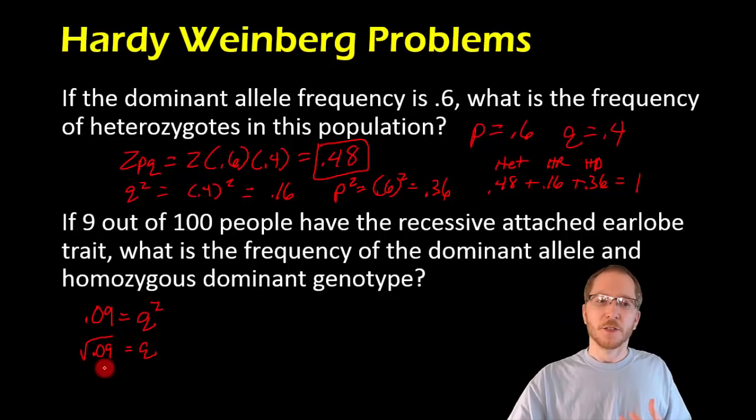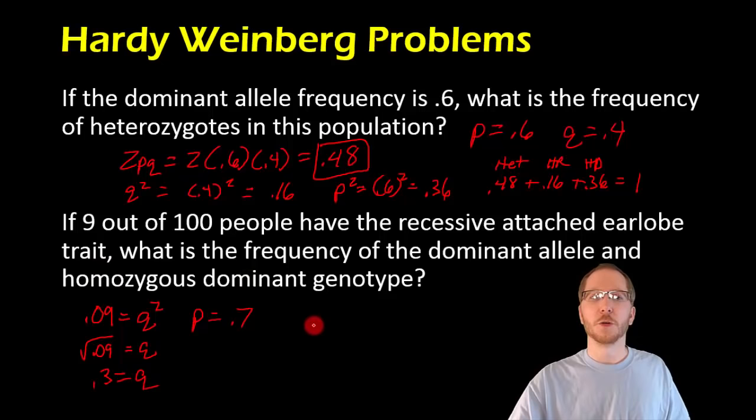Now that I know Q, I can figure out P. It has to be whatever is remaining to equal 1, so 0.7. Now that I know P and Q, I can solve for anything. So what do they want? They want homozygous dominant individuals. Homozygous dominant means P squared. So I just take P, which is 0.7, square it, and I get 0.49.